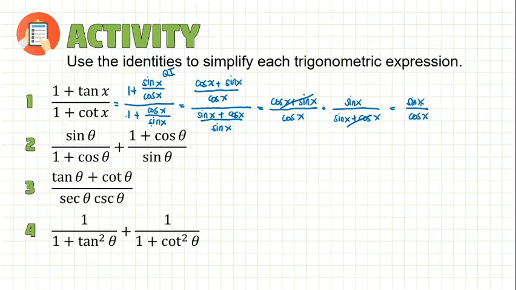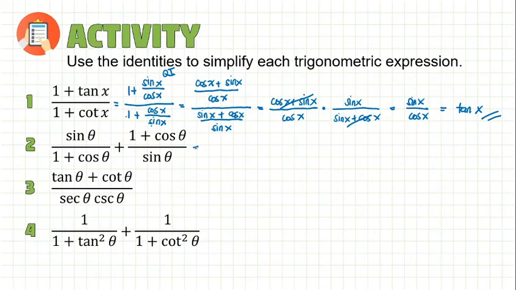And what is sine x over cosine x? This is just equal to tangent x. So the simplest form of this expression is just tangent x. So our final answer will be tangent x. Okay, so I hope that is clear. Now let's try number 2.